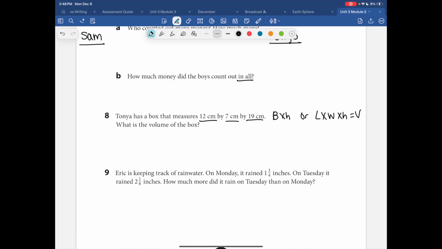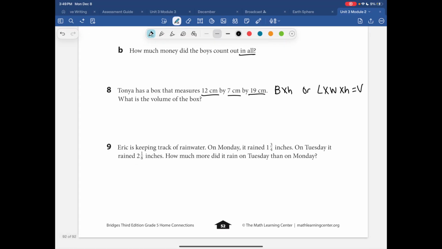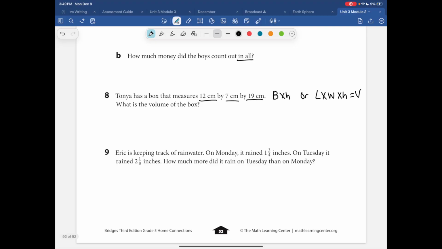All right. Look at number 9. Eric is keeping track of rainwater. On Monday, it rained 1 3/4 inches. On Tuesday, it rained 2 1/8 inches. How much more did it rain on Tuesday than Monday? So we are trying to find a difference between the two. This kind of is a review from our last unit.